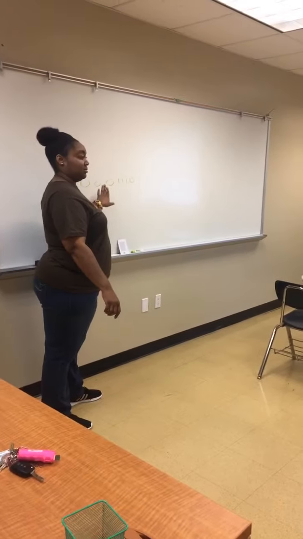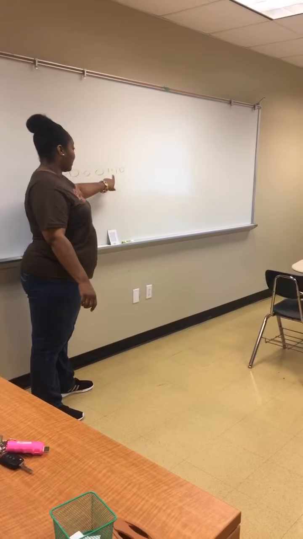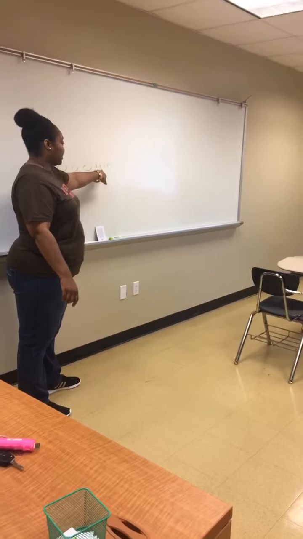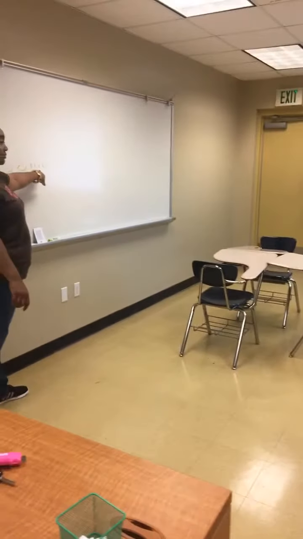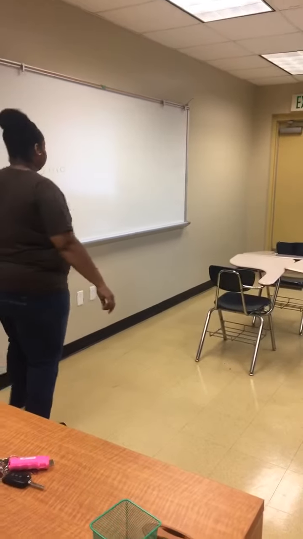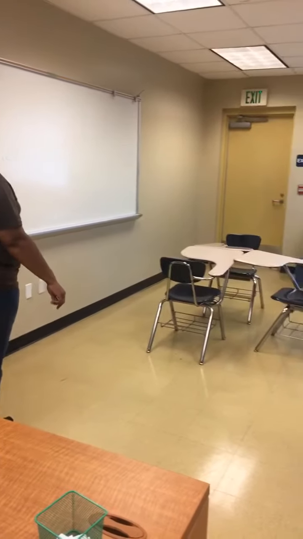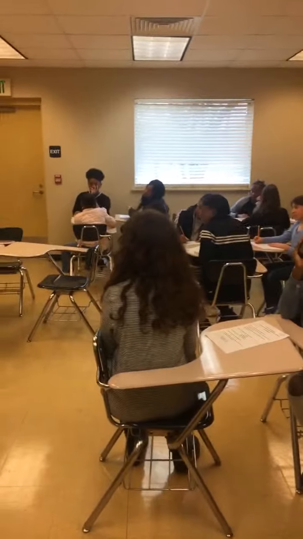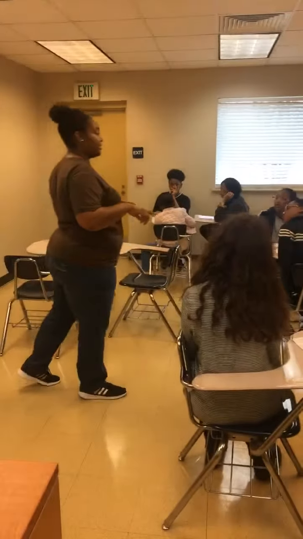Okay? So my zeros represent nothing. Okay? So this 1 represents what? 16. How many bits? 16? 32? 64. Alright? Alright, so we recapped on binary, our binary number system.